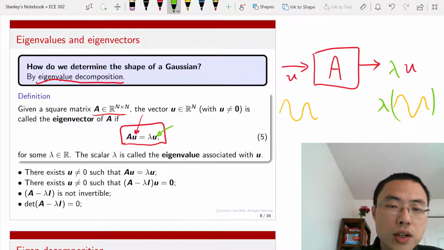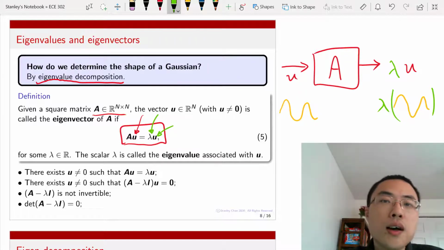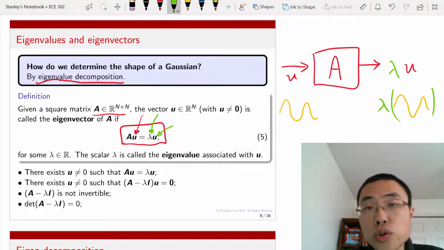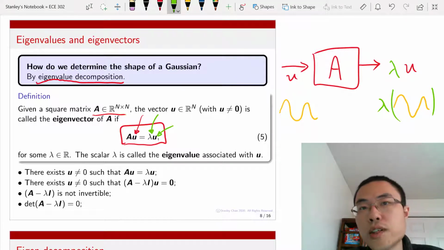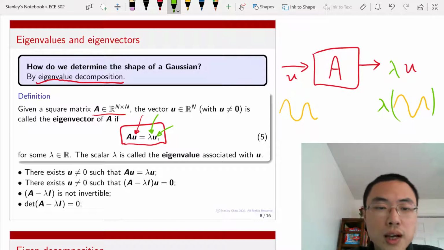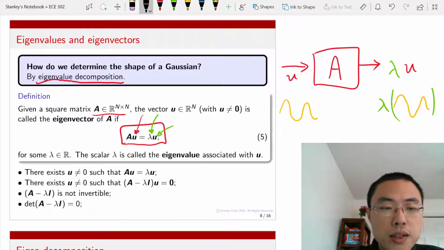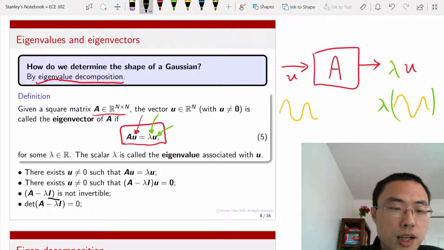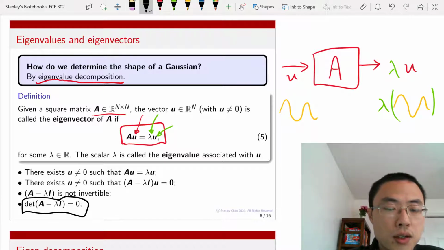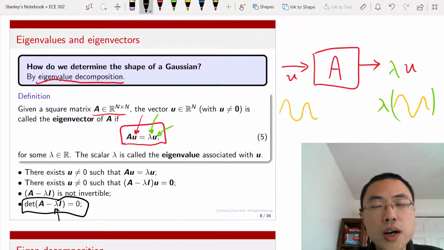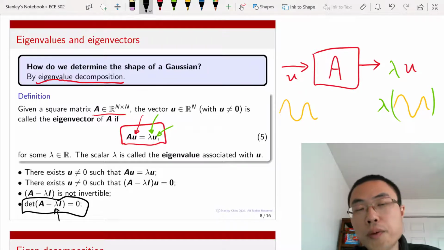U is called the eigenvector, and lambda is called the eigenvalue. For most square matrices, you will be able to obtain this eigenvalue and eigenvector. On a computer, you can type a command EIG, for example in MATLAB, to return the eigenvalues and eigenvectors. They can also be obtained by solving equations like these. For example, you take the determinant of A minus lambda I, set it to 0, and then lambda will be the value that sets this equation to 0.